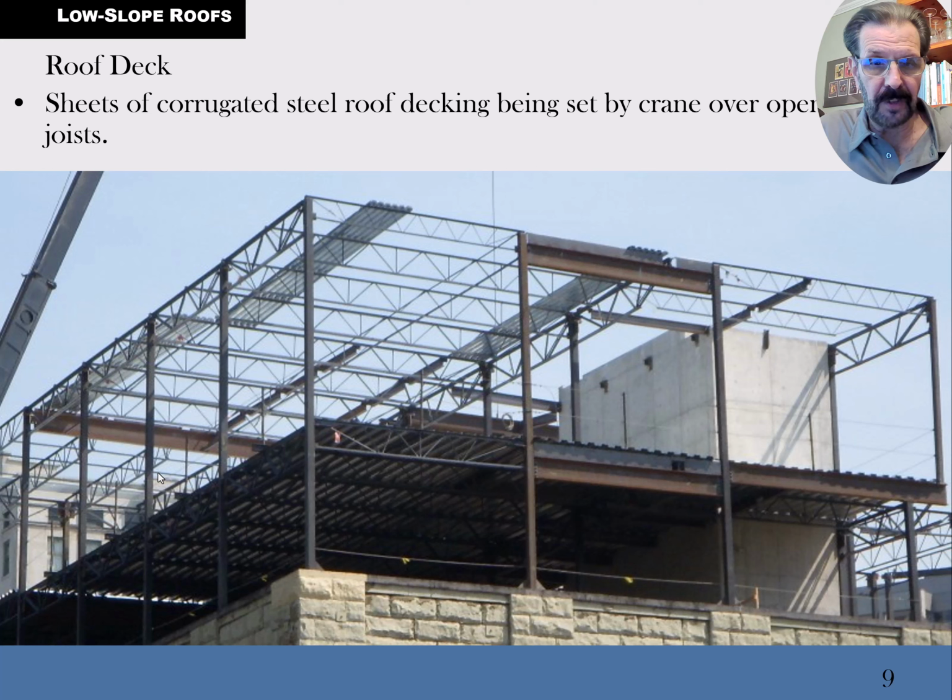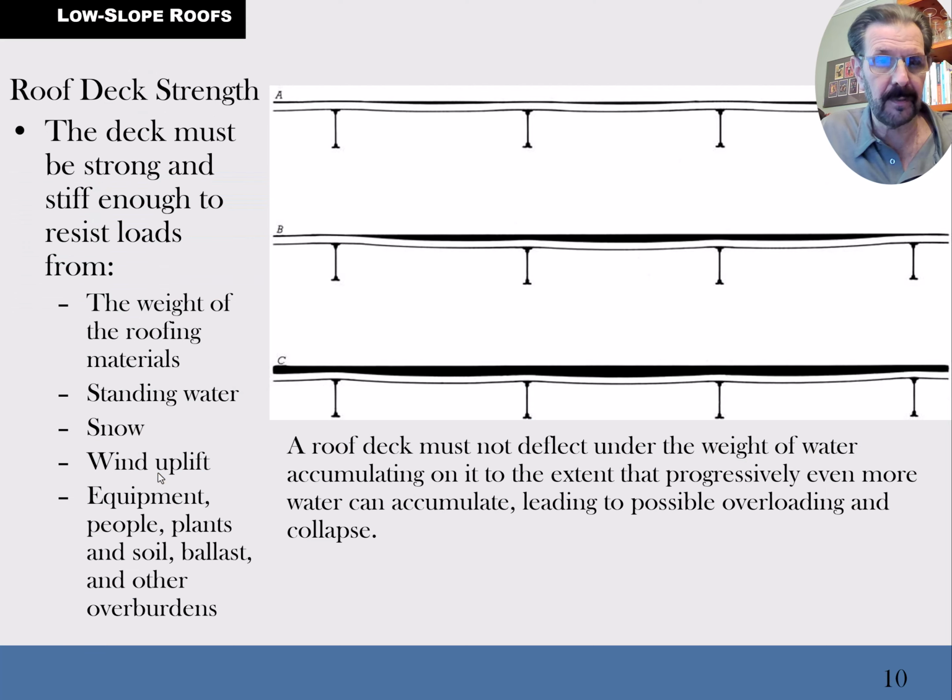Or there are other patterns. The decking could have insulation put down first and then the roofing membrane. There's a couple of patterns in here. So the roof deck has to be strong enough to take the loads. And on a roof, a lot of times the load is actually the possible ponding of water.